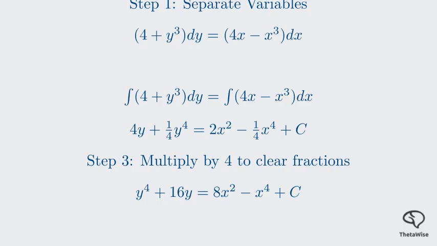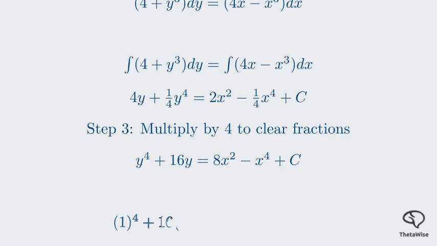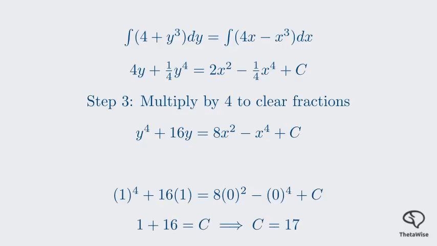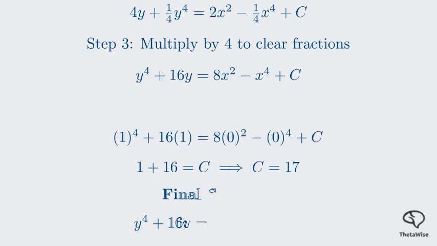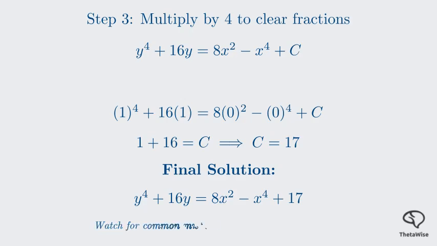Now we apply the initial condition. When x is 0, y is 1. Substituting these values in, we get 1 to the 4th plus 16 times 1 equals 0 minus 0 plus c. This simplifies to c equals 17. Finally, we substitute c back into our equation to get the particular solution. y to the 4th power plus 16y equals 8x squared minus x to the 4th power plus 17. Always be careful with your power rule integration, and remember that c can change if you multiply the whole equation.